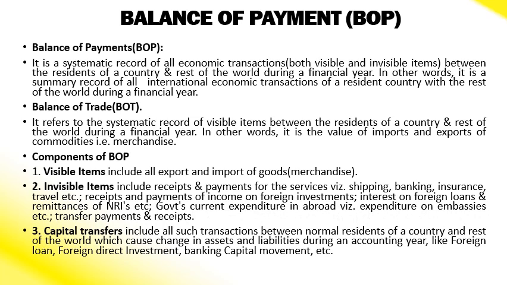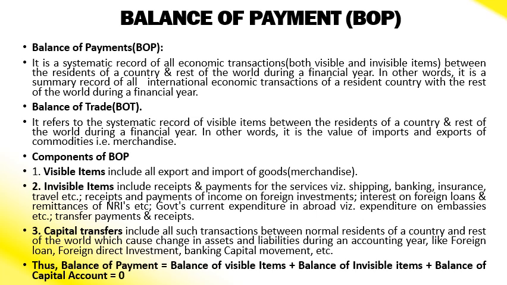Next part is the capital transfer. Under capital transfer, all transactions between the normal residents of a country and the rest of the world cause a change in assets and liabilities. That is important. The assets and liabilities, that basically talks about the capital transfer, change the position of assets and liabilities of a country, that is purchasing of assets or repayment of loans. These are capital transfers. We learn the details of the components later. So this is capital transfer during an accounting year, like foreign loans, foreign direct investment, banking capital movement, etc.